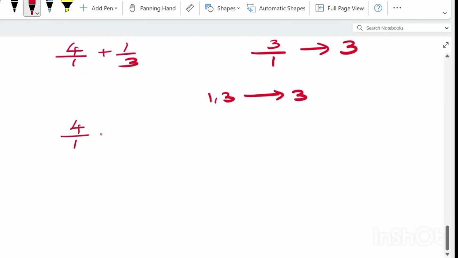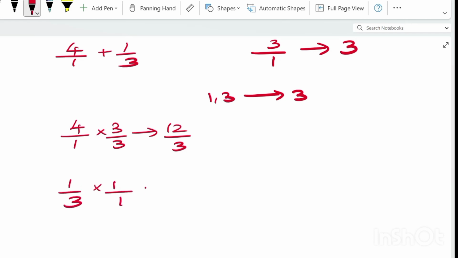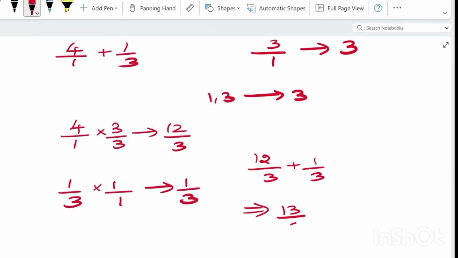So for 4 by 1, if you are multiplying by 3 and 3, you will be getting 12 by 3. And for 1 by 3, you just multiply by 1 itself, or just you can write it 1 by 3 itself. So when adding, it will be 12 by 3 plus 1 by 3, which is equal to 13 by 3. Okay, so now you just see here, we'll go an extra step.